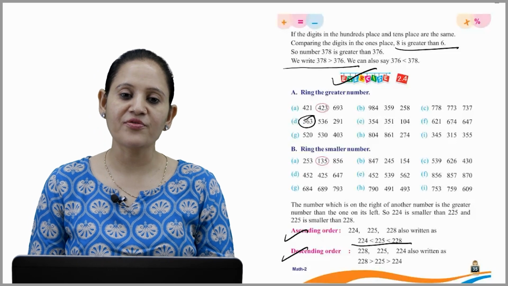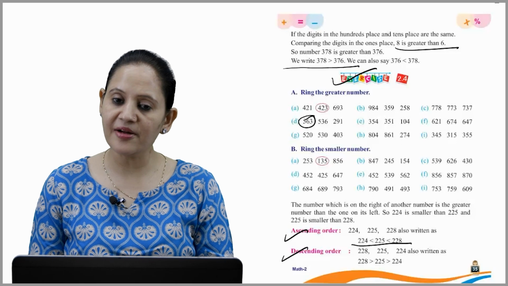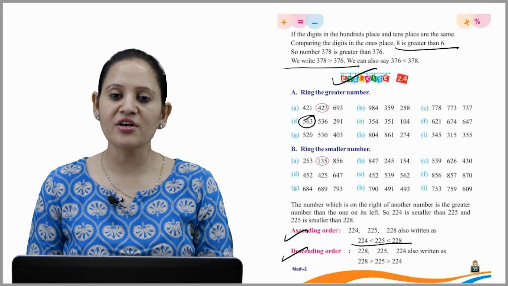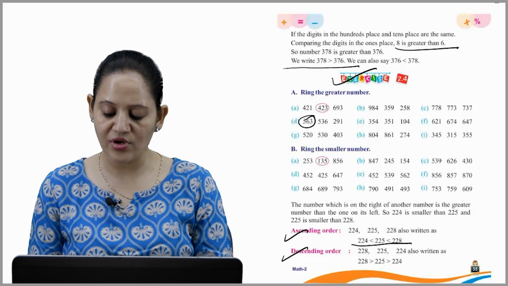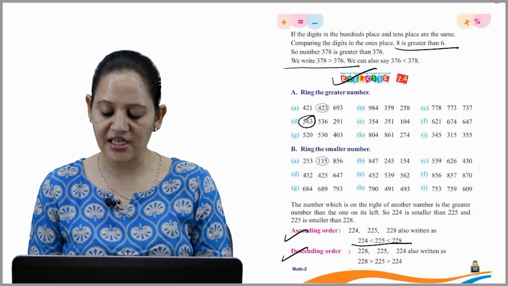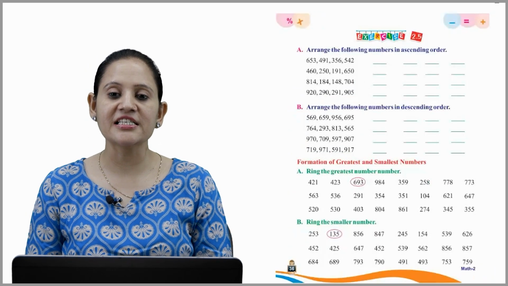Descending means decreasing order. We have to start with the greatest number and move to the smallest number. Clear? So 228, 225 and 224 also written as: कैसे लिख सकते हैं, 228 then 225, then 224. Clear? Next is exercise 2.5.